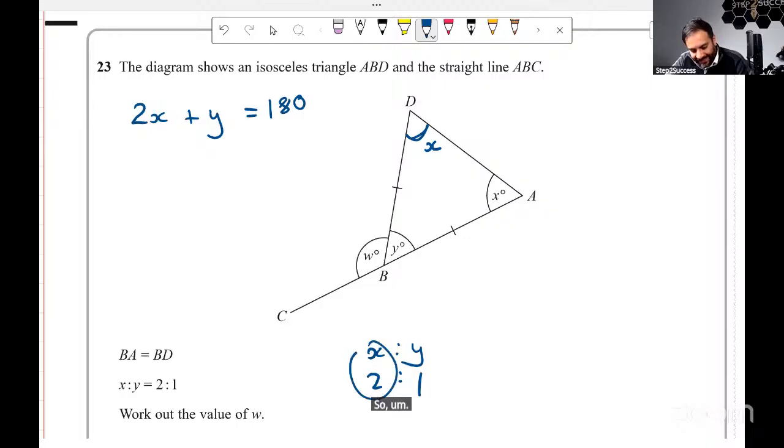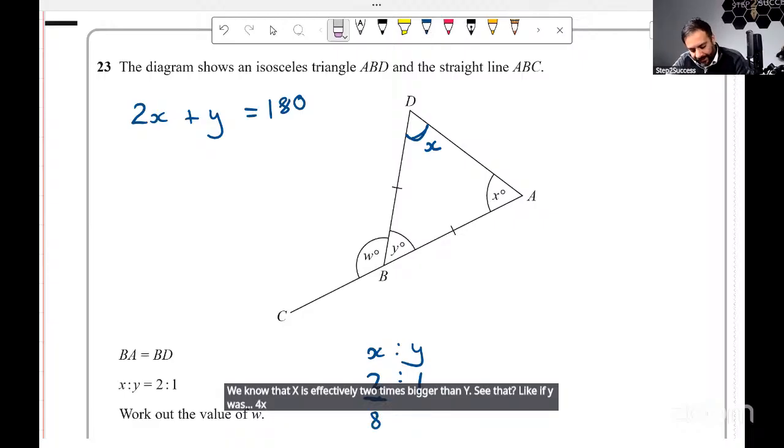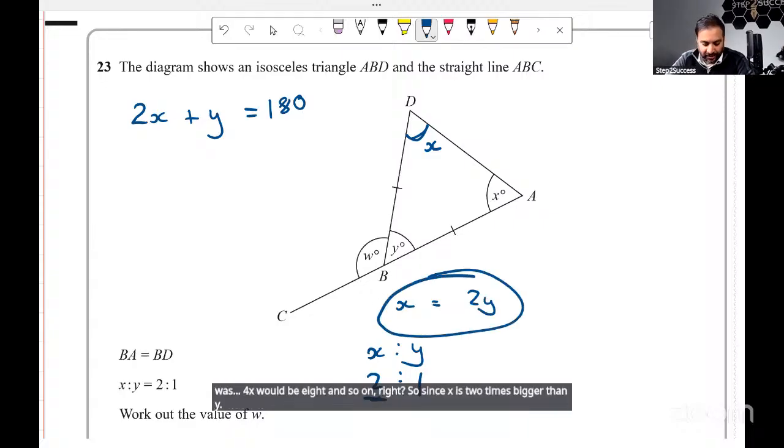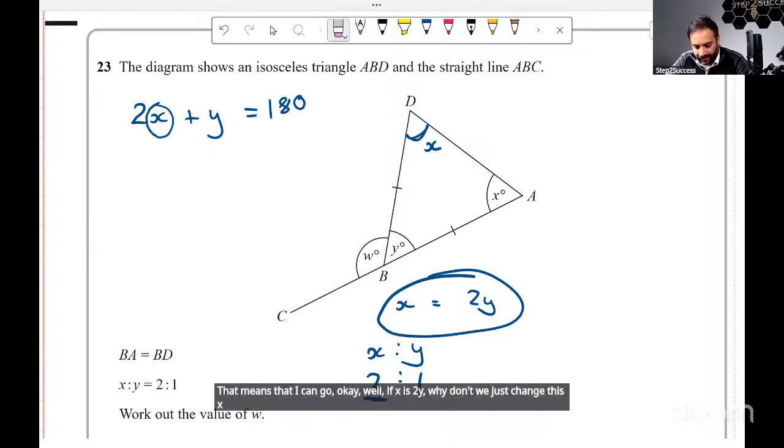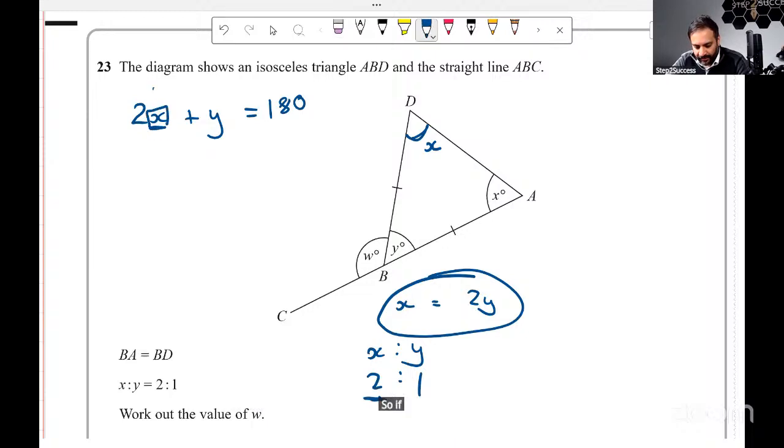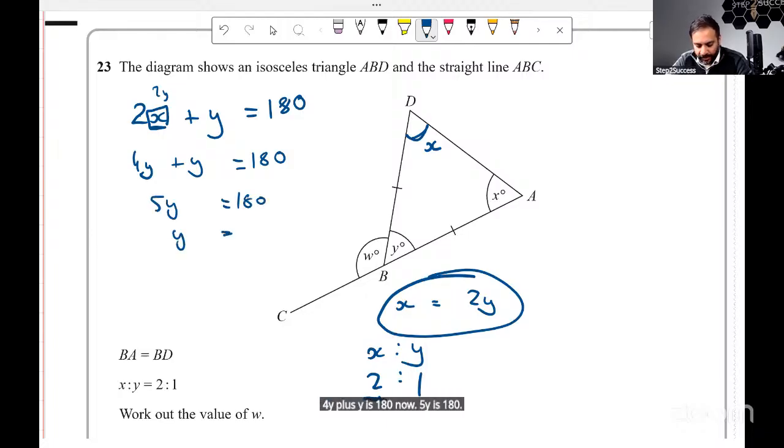So we know that x is effectively 2 times bigger than y. You see that? Like if y was 4, x would be 8, and so on, right? So since x is 2 times bigger than y, that's what we have just deduced from the ratio here, that means that if x is 2y, why don't we just change this x to 2y? So if that was 2y, then 2 times 2y is 4y. 4y plus y is 180 now. 5y is 180. And y is 180 divided by 5, which is 36. But do that yourself if you're not sure.